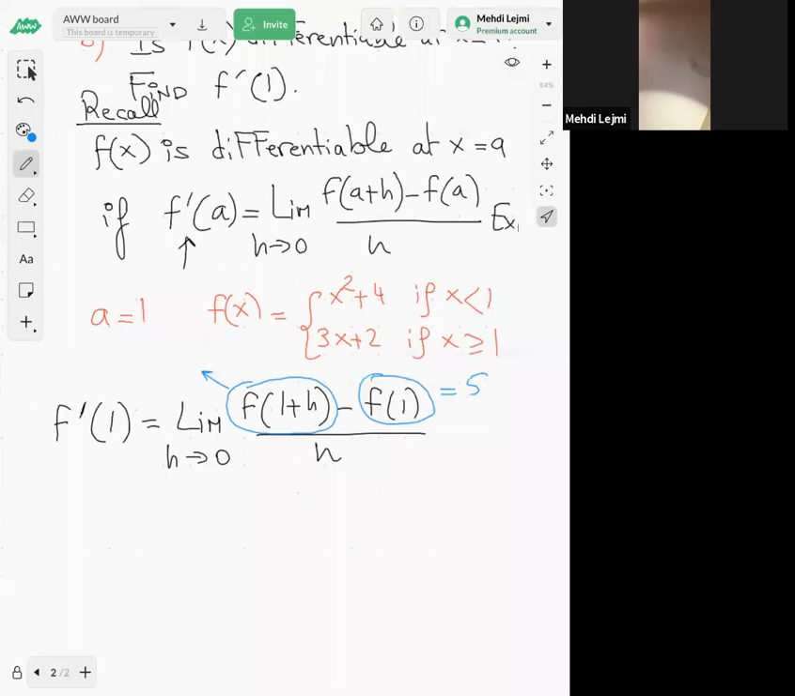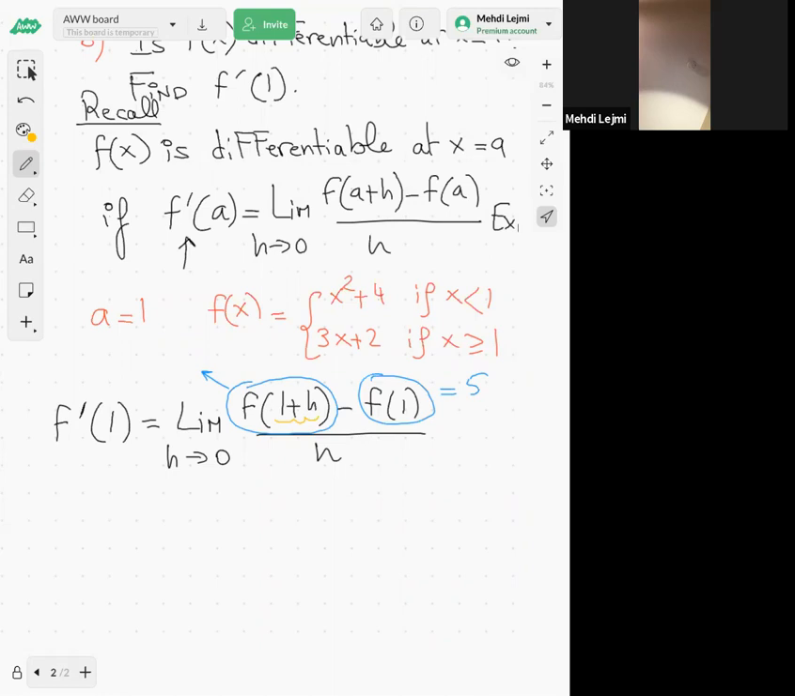Well, first we have to figure out whether this 1 plus h is less or larger than 1. You may say 1 plus h is going to be larger than 1 because we have plus h. But the thing is, your h can be negative. Imagine if your h is negative 2, then 1 plus negative 2 would be negative 1, so it's going to be less than 1. Because h could be positive or negative, 1 plus h could be larger or less than 1.